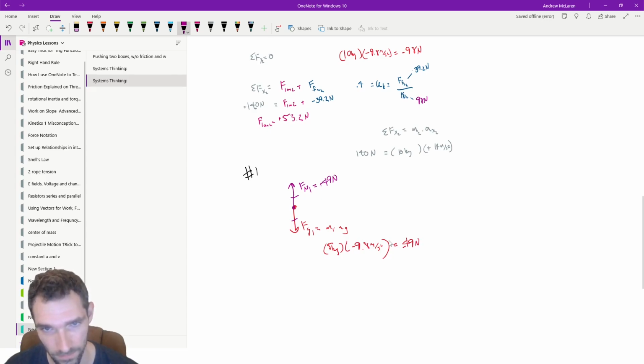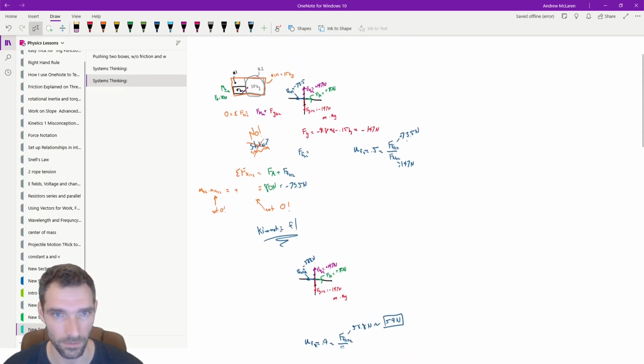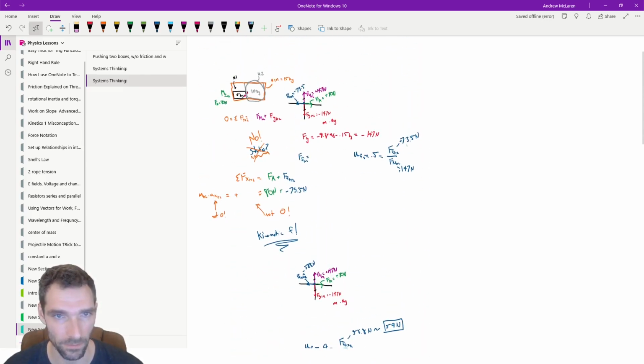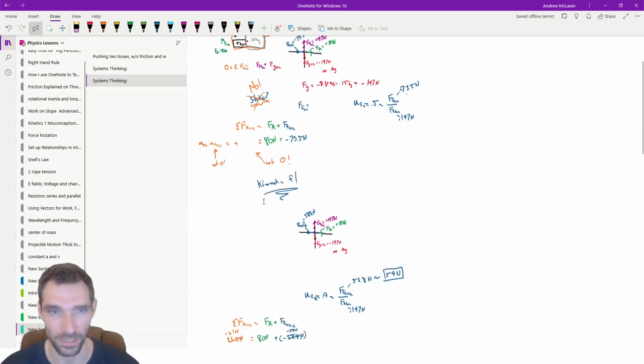For object 1, we do have a couple different forces acting on it. We've got this applied force, as well as some friction, and the other box pushing on it.